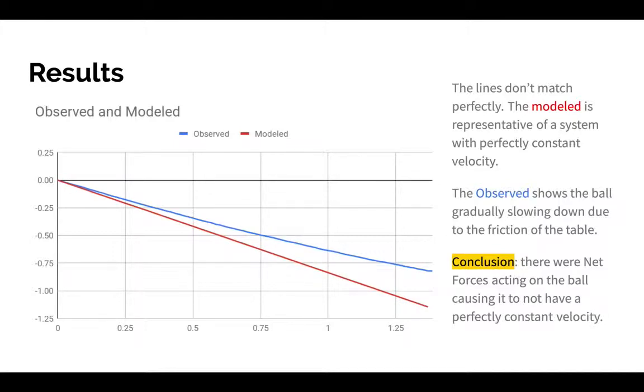The lines don't match perfectly. The modeled line represents a system with perfect constant velocity, and the observed shows the ball gradually slowing down due to the friction of the table. We conclude that there were net forces acting on the ball causing it not to have a perfect constant velocity.